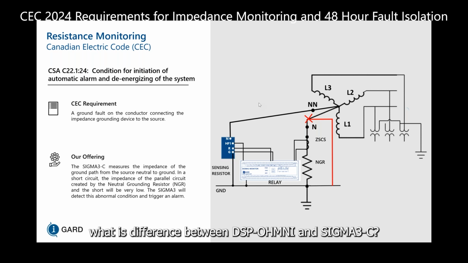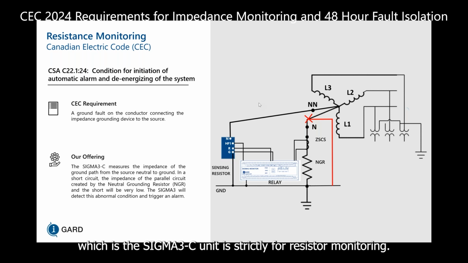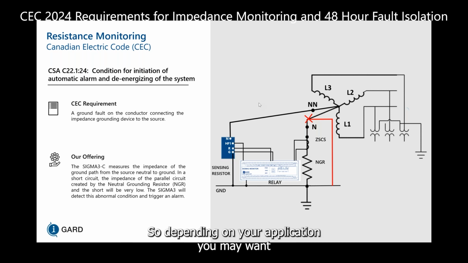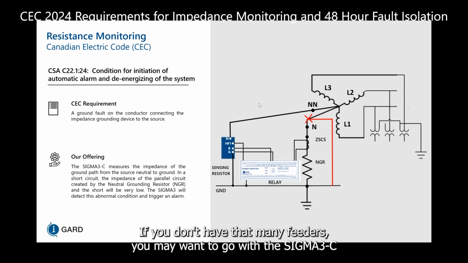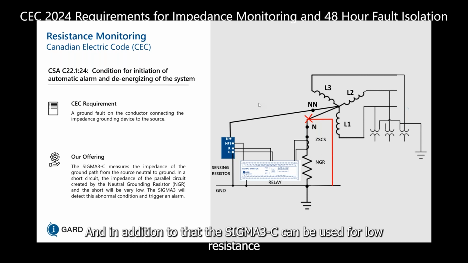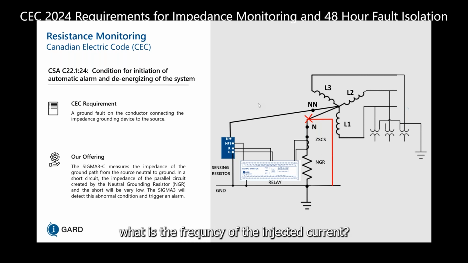What is the difference between the DSP-OHMNI and the SIGMA3-C? So the DSP-OHMNI is a combination unit that has resistor monitoring and feeder monitoring, whereas the SIGMA3-C unit is strictly for resistor monitoring. So depending on your application, you may want the DSP system, which can give you faster fault locating. If you don't have that many feeders, you may want to go with the SIGMA3-C. And in addition to that, the SIGMA3-C can be used for low resistance grounding, whereas the DSP system is strictly high resistance grounding.